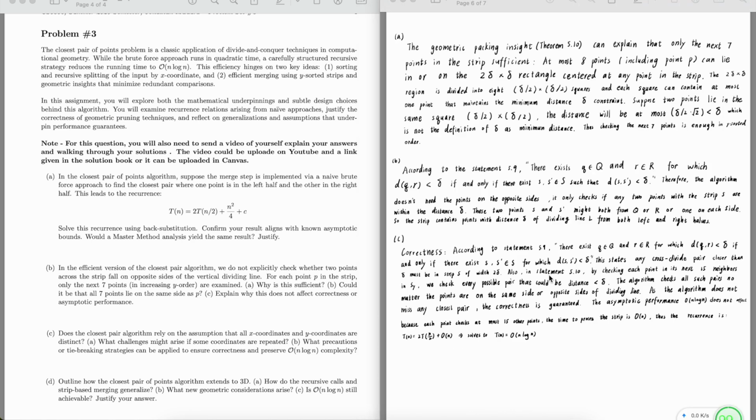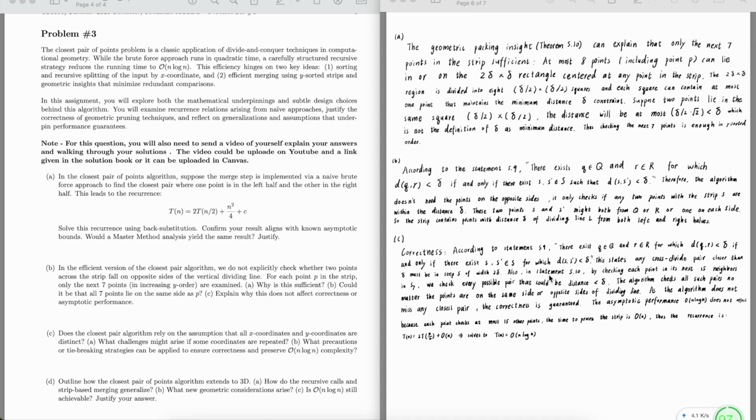For part B, it asks that for each point P in the strip, only the next 7 points in increasing y order are examined. First, why is this sufficient? The geometric packing insight can explain that only the next 7 points in the strip are sufficient. At most 8 points, including point P, can lie in or on the 2δ times δ rectangle centered at any point in the strip.